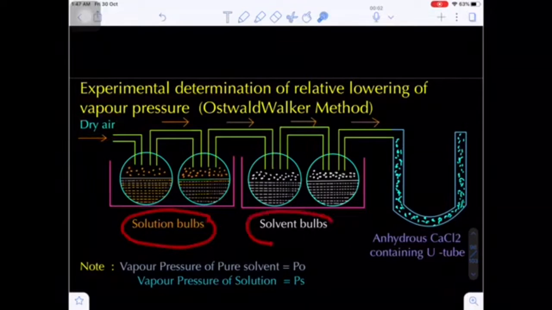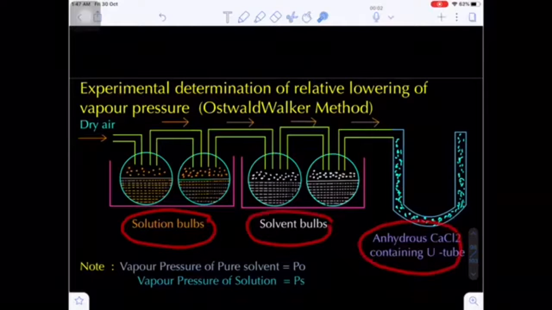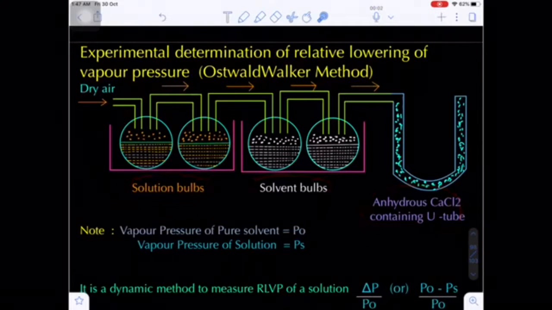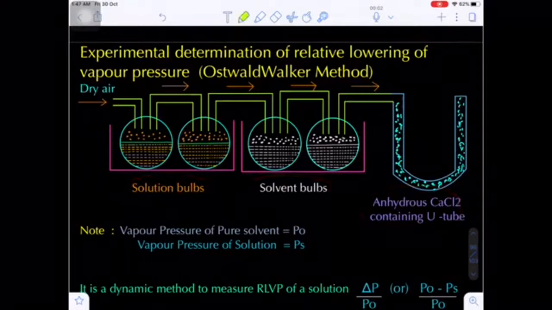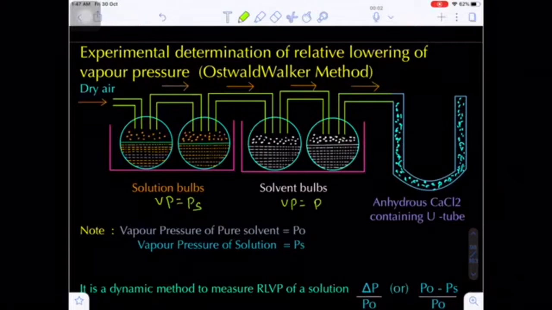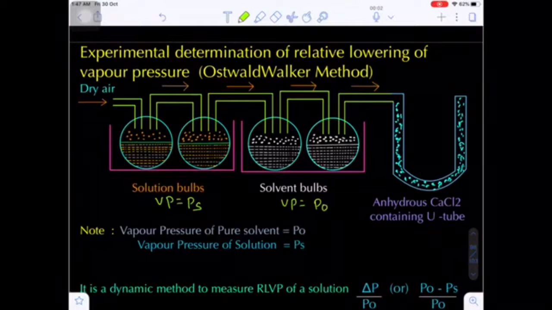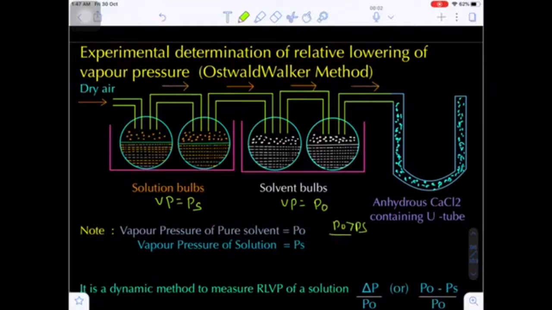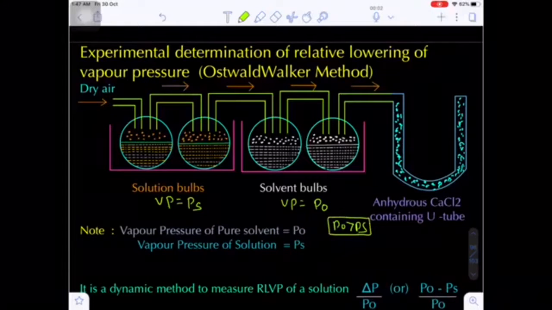After that, it is sent into the solvent bulb, and finally sent into the anhydrous calcium chloride containing U tube. Now here, what is the vapor pressure of a solution? In a solution bulb, what will be the vapor pressure? PS. Okay, and what is the vapor pressure in the solvent bulb? Vapor pressure of a solvent bulb will be P naught. And we know P naught is always greater than the PS. Otherwise, PS is always less than the P naught.